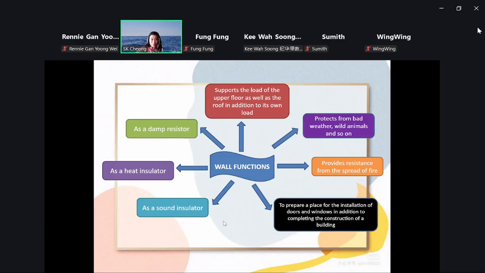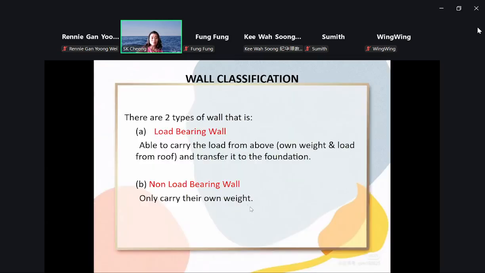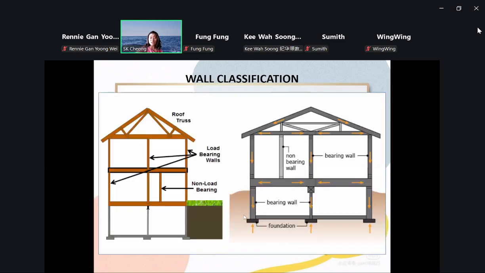Load-bearing walls, yes. Again, the material for a wall, we can have a timber wall, a concrete wall, or even an RC wall. Over here, there are two types of wall. One type carries the load, one only carries its own weight. So read properly from the questions.